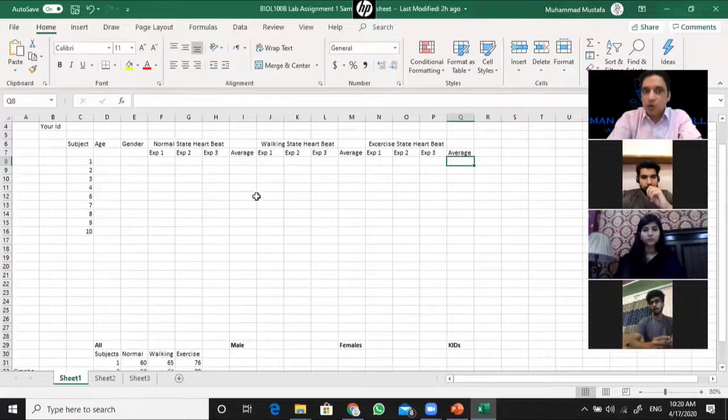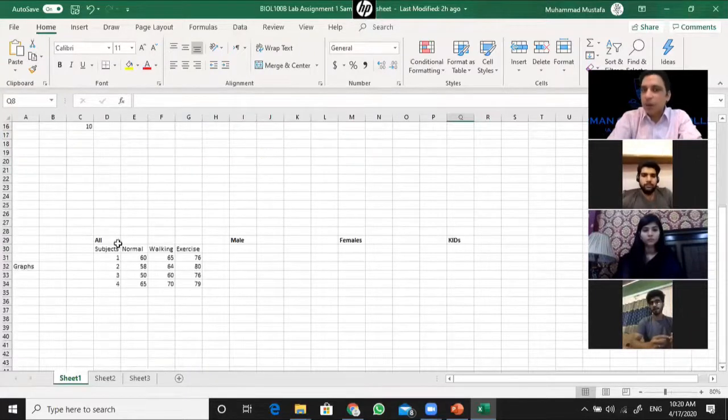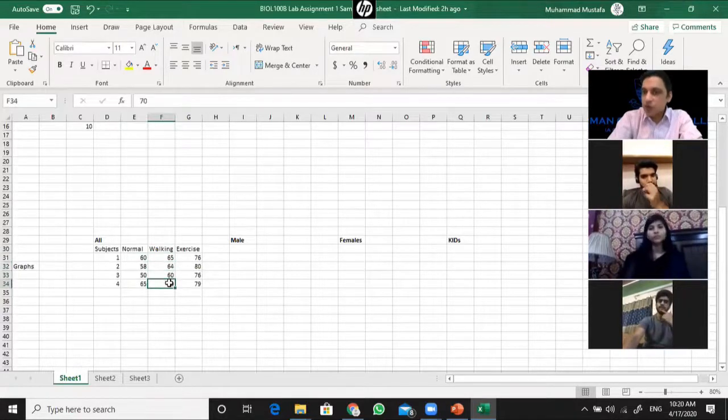And after that, you can use the average values. For example, I'm just putting some supposed values here, as you want to generate a graph. There are subjects 1, 2, 3, 4, and there should be up to 10, 15, 20, 30, 40, 50. These are the normal average values. These are the walking state average values. These are the exercise values. So whatever the averages were should be put here.